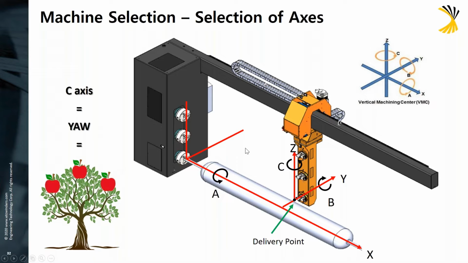I just want to talk briefly on the selection of axes for a machine. Sometimes these get a little bit confusing. You'll see a part sitting in this machine. The rotational axis that's controlled by the chuck is our A axis, and it's often referred to as our spindle axis.